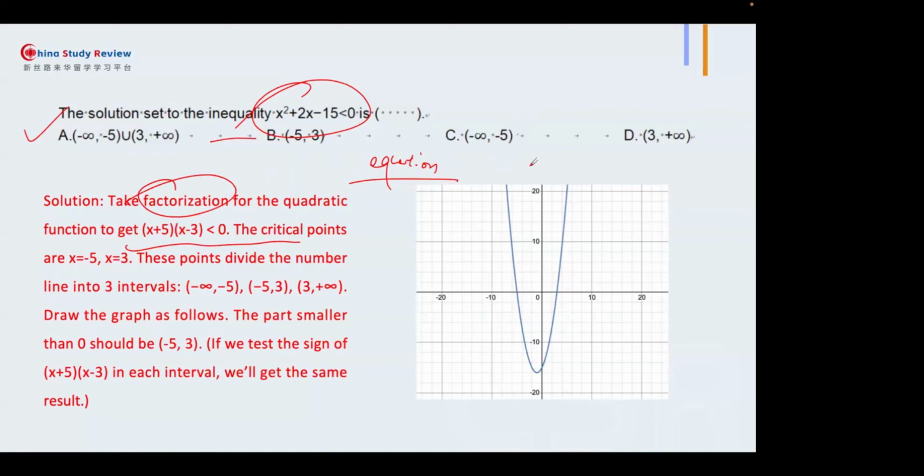But not only this, right? You have to know how to do factorization and how to draw the graph with your symmetric line, with the intersections of your x-axis and y-axis, and how to know the points, right? And you could get the range of your inequality.